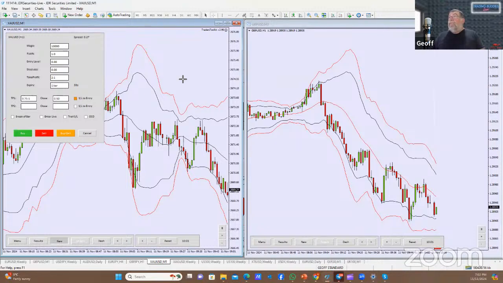Let me see. There's your stop loss. So 12, we're looking for 24, and we didn't get it. But we certainly got our 0.75. So it's a winning trade, just less than what we would like. But that's okay. And here's another one.